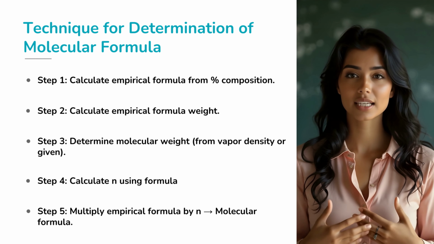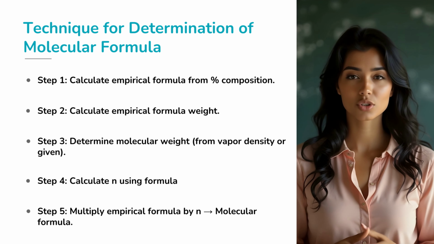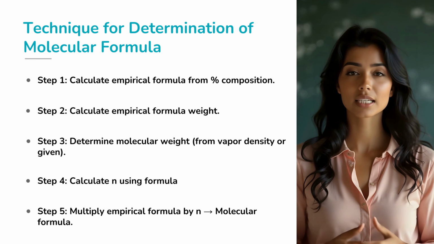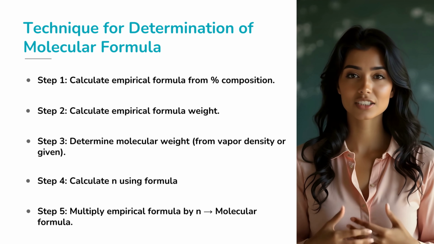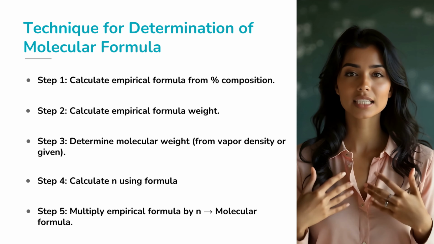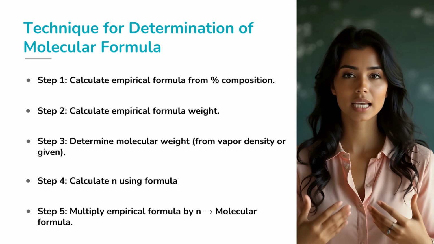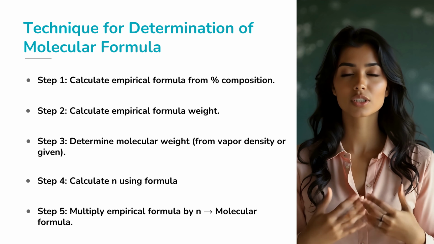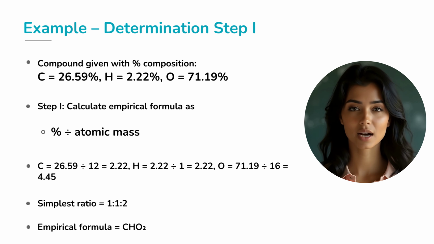So, think of it like baking bread. First you know the ratio of flour and yeast, then you weigh them, then you check the size of the loaf, and finally, you scale the recipe up or down. Chemistry and cooking, not so different. Let's solve a real example together.